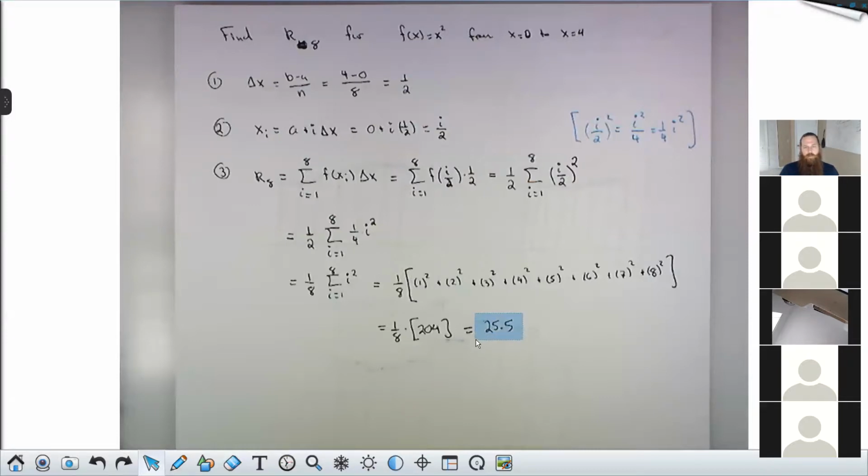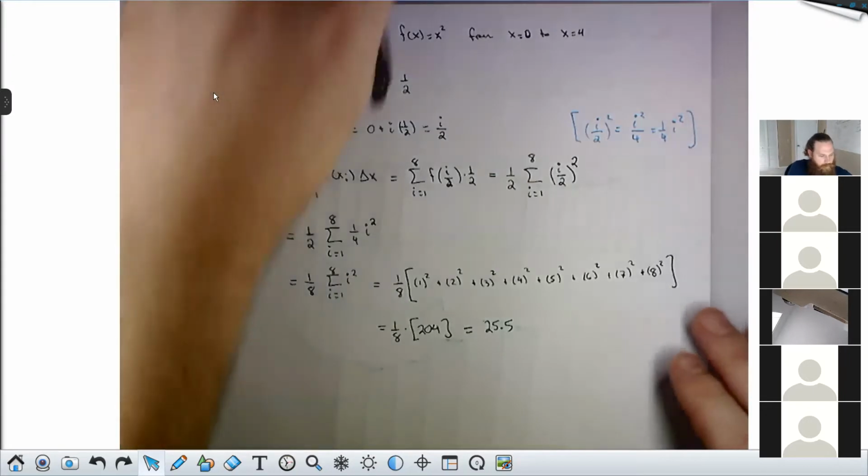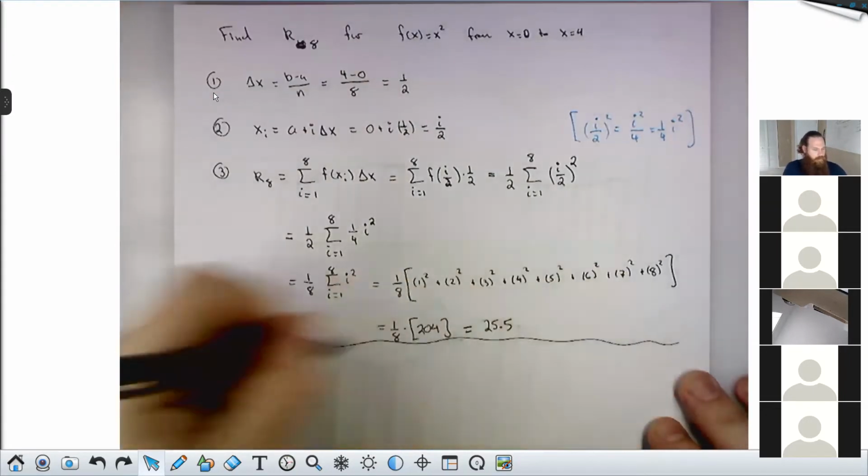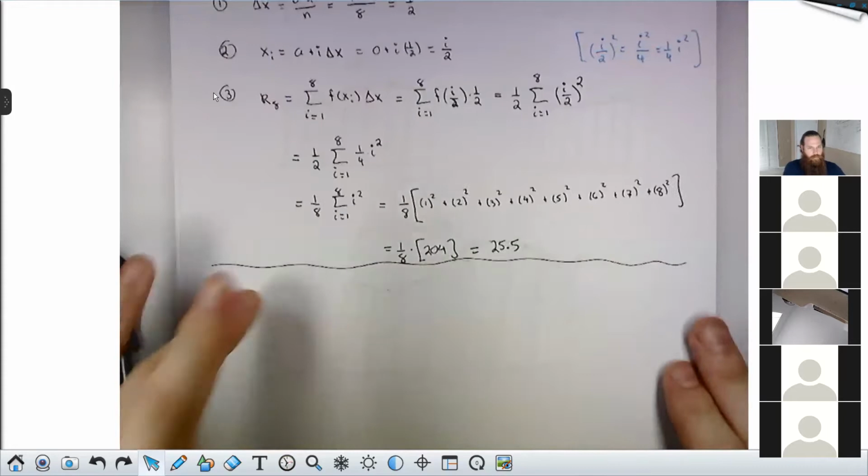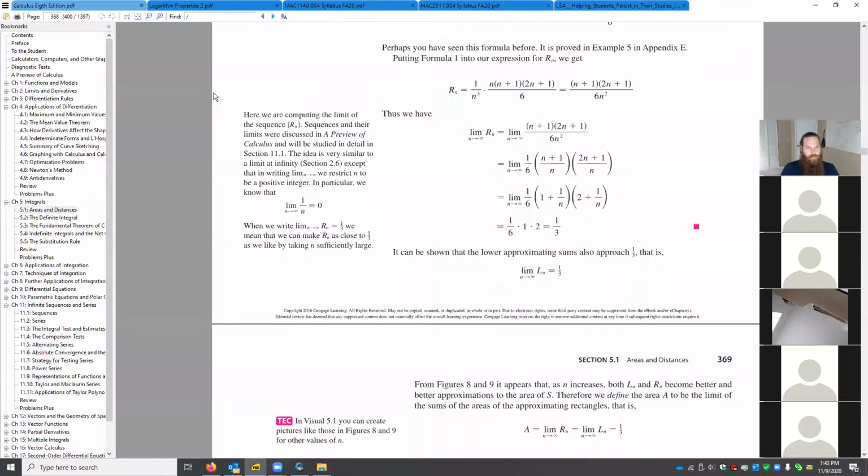Question. Do you think this is an overestimate or an underestimate? It's still not exact. It's closer, but is it bigger or smaller than the actual area? Yeah, still an overestimate. Good. Everybody nailed that. So before we move on, I'm going to give you some results down here, but before that, I wanted to show you some pictures.